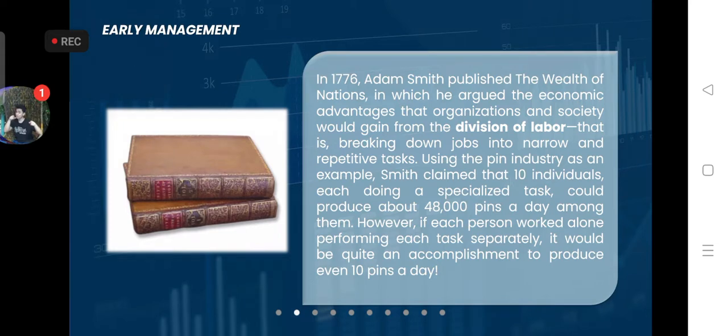Using the pin industry as an example, Smith claimed that 10 individuals, each doing a specialized task, could produce 48,000 pins a day among them. However, if each person worked alone performing each task separately, it would be quite an accomplishment to produce even 10 pins a day. So, ang pagbahin-bahin sa mga buhatonon can save time ug mas dali ug paspas siya, and also ma-enhance ang mga individual skills sa mga workers sa ilang mga naka-assign nga trabaho. So next slide please.